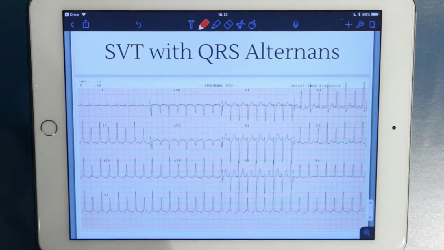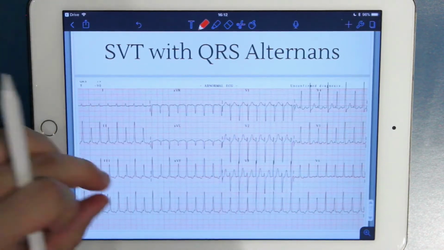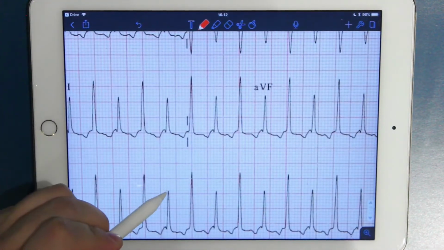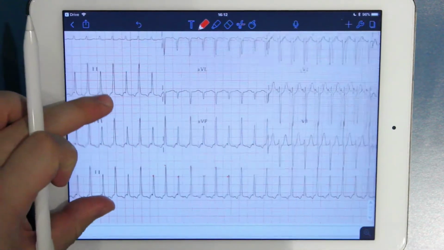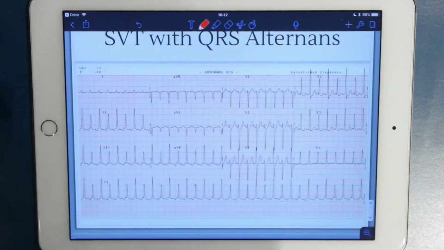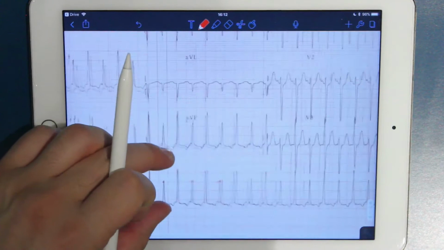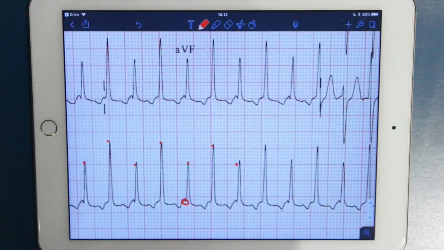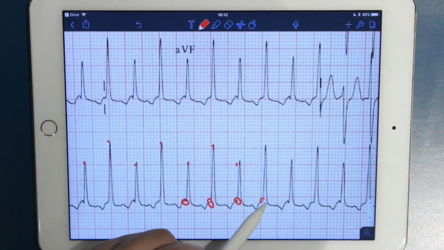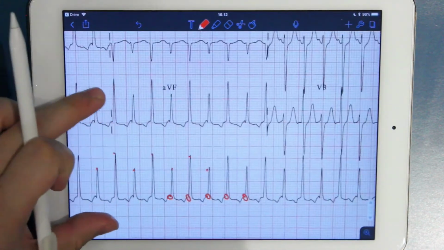Here's SVT with a phenomenon called QRS alternans, and what QRS alternans means is varying height of the peak of the R waves. This often happens in cardiac tamponade when the heart is sitting in an inflamed cardiac sac with fluid inside the pericardial space, and the heart muscle is bouncing back and forth on each beat, creating that oscillation. But as you can see here, that P wave is becoming hidden by each R wave because it's originating so low inside of the atria.